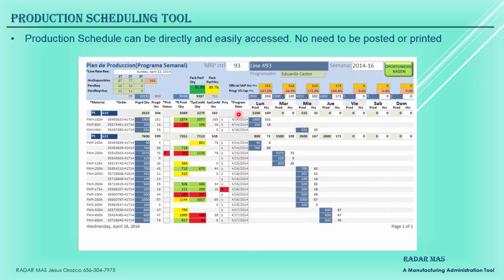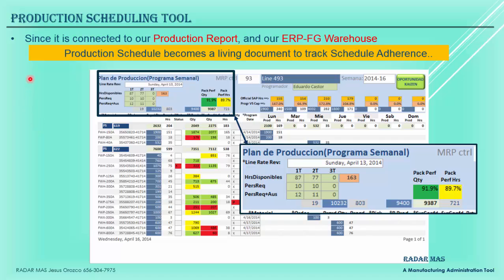The production schedule can be directly and easily accessed by anyone in the organization. There is no need for it to be posted or printed by our production supervisors or group leaders. Since it is connected to our production report and our ERP system, the production schedule becomes a living document to track schedule adherence.